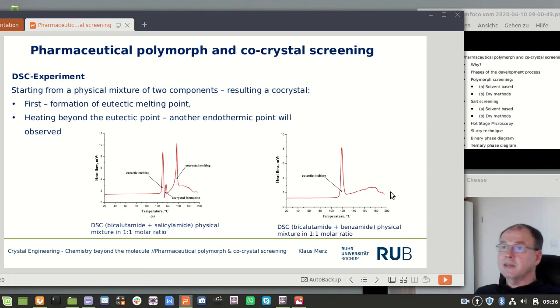In the left example, if you keep heating, something happens. There is an endothermic point observed. This is the co-crystal formation, and you see the co-crystal melting point. In the other case, nothing happens. So you see, this technique is helpful to check whether a co-crystal can be formed or not.